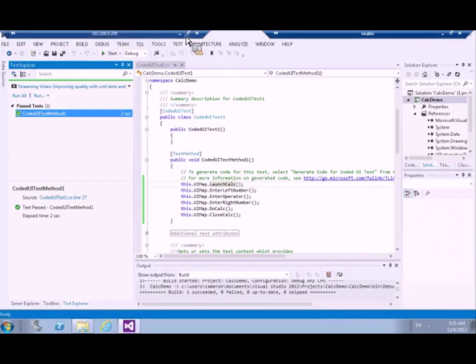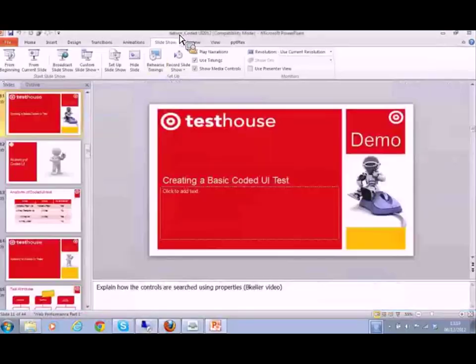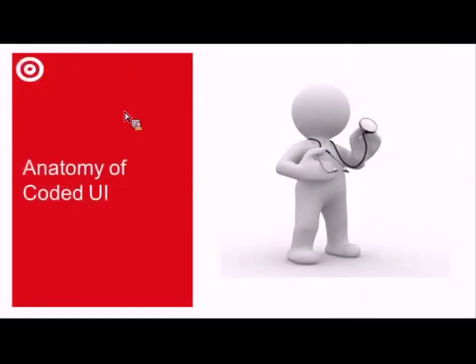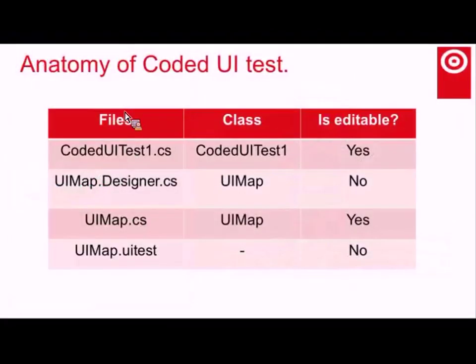So let's come back to our slides. So what is in a coded UI test? How is it built? We get 4 main pieces of code. The file coded UI test.cs is where we write our main code. I showed the 6 steps that were generated, and they go into that file.